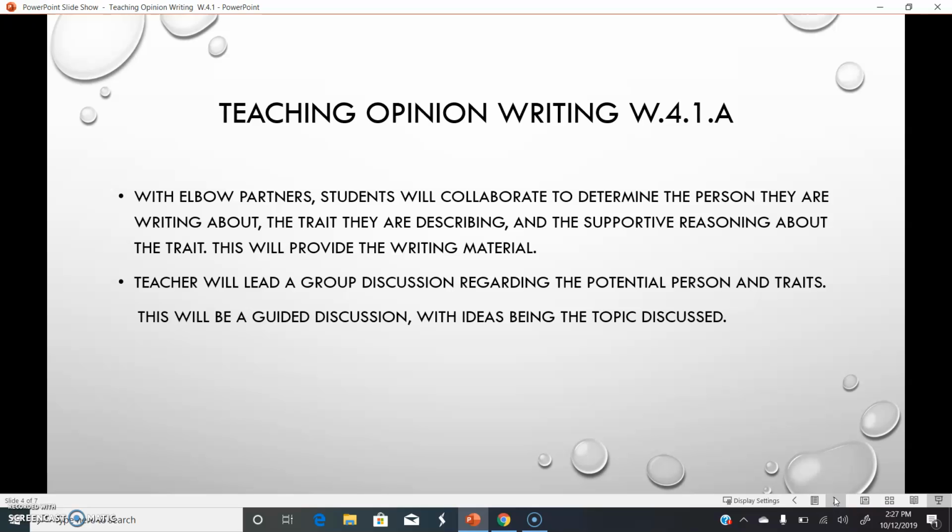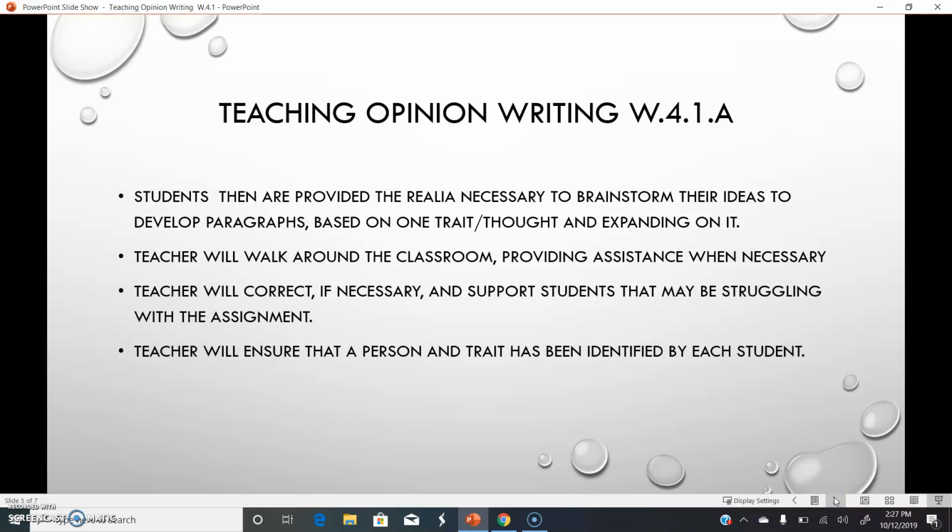As a teacher, I will lead a class discussion regarding the potential person and traits. This is a guided discussion with only the ideas, so who the person is and their trait. Students are then given the realia or paperwork necessary to brainstorm their ideas to develop paragraphs based on one trait and thought and expanding upon it.